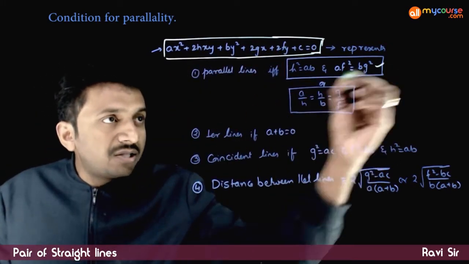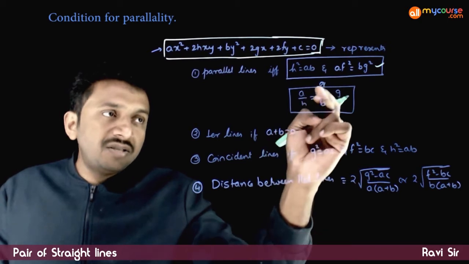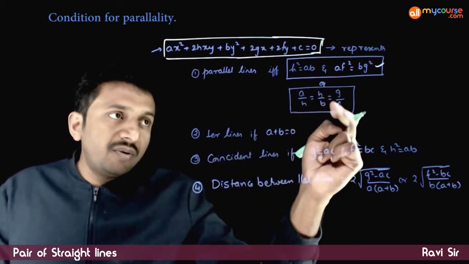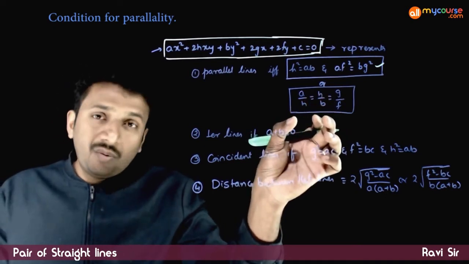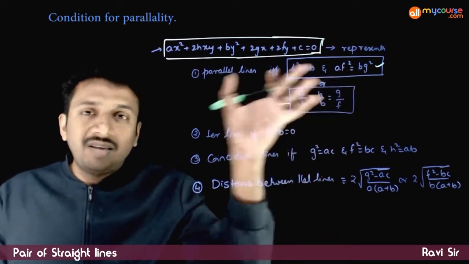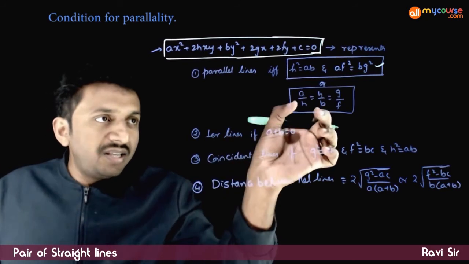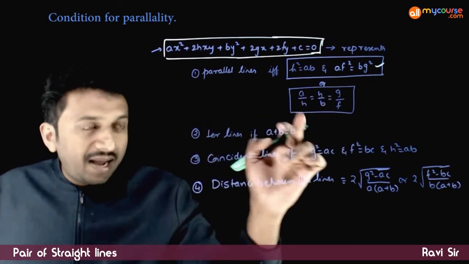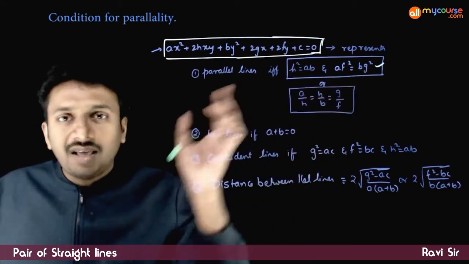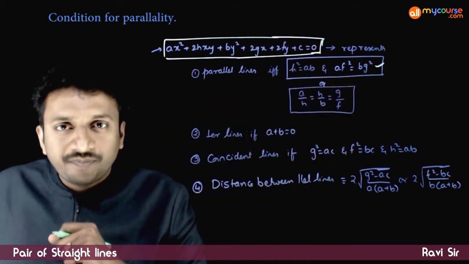This equation can also be written as a by h is equal to h by b is equal to g by f. So if you take these equations and simplify, you get exactly the same equations as this. By cross multiplication you get h square is equal to ab, and if you further simplify you get af square is equal to bg square also.